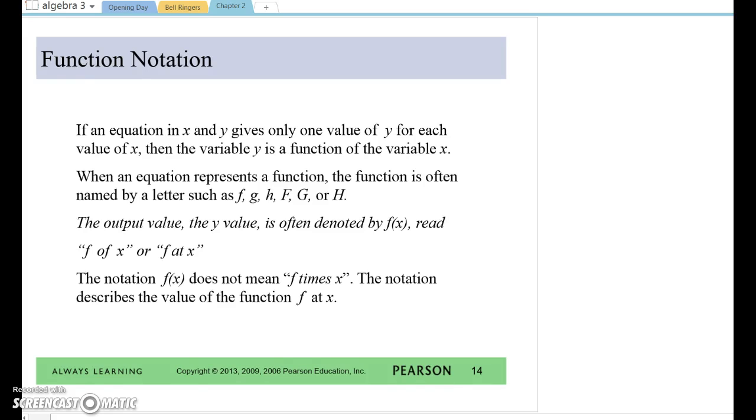Alright, function notation. If an equation in x and y gives only one value of y, and so on. Here's what's important right here. So f of x, this guy right here, is called f of x. I've never called it f at x, but it looks like maybe that's a different way of saying it. The notation f of x does not mean f times x. This is important. This is not f times x. Okay, so I will be calling it f of x. And all that means is a function of f with an independent variable of x.